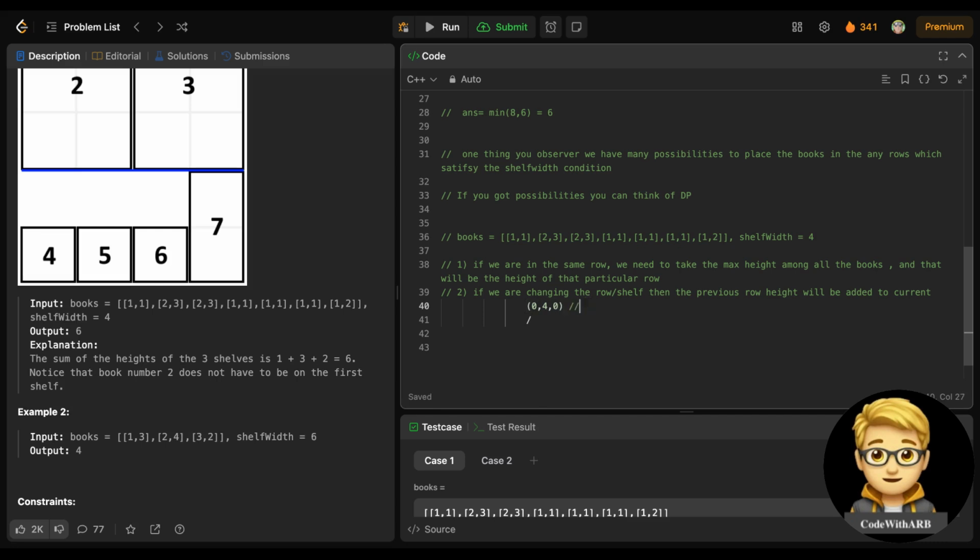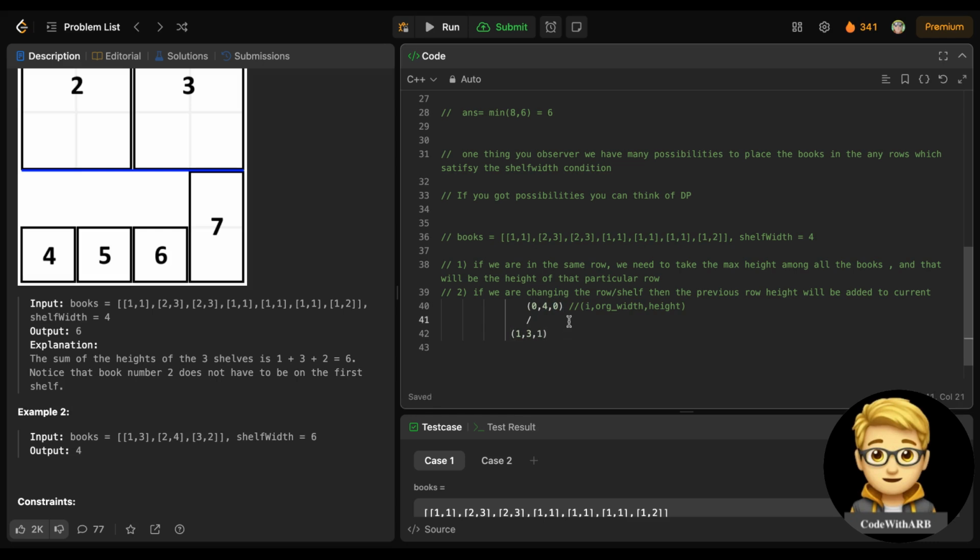Let me write this here for you. This is i, this is the original width, and this is the height. If I take the first width and place it at the current shelf, then that would be i plus 1, because we need to move to the next one. So i plus 1, we have taken the 0th book onto the current shelf. So 4 minus 1 will be 3, and this 0th book's height is 1. So this will be 1, right?